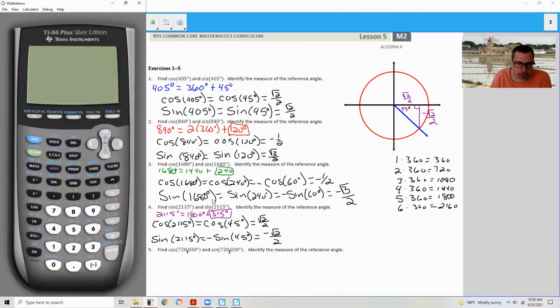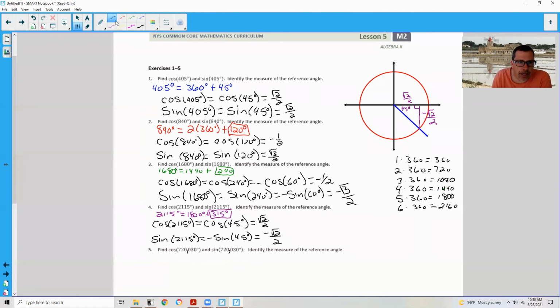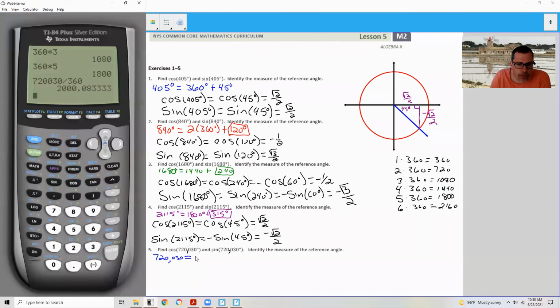Okay, so I'm going to use my calculator for this. I'm not going to make a table that goes out that far. So I'm going to take 720,030 degrees and divide it by 360. And that is going to give me 2,000 rotations with a remainder. So the first thing I'm going to do is say 720,030 equals 2,000.